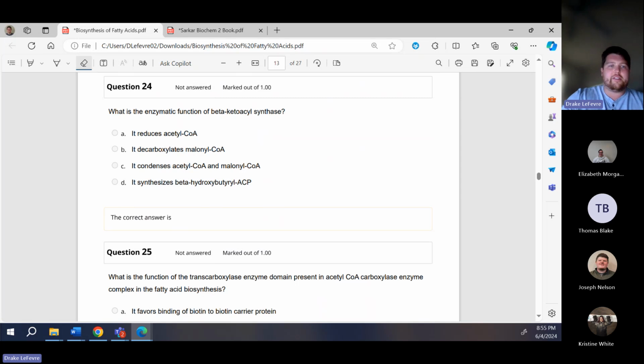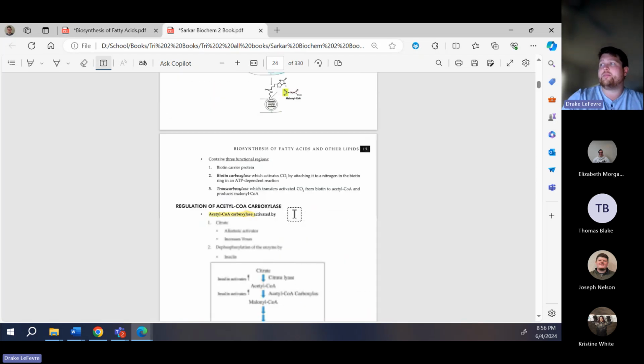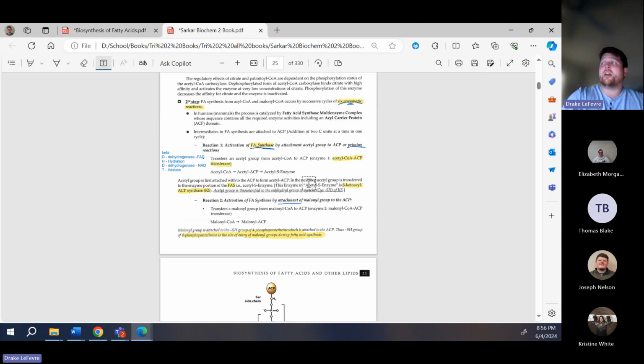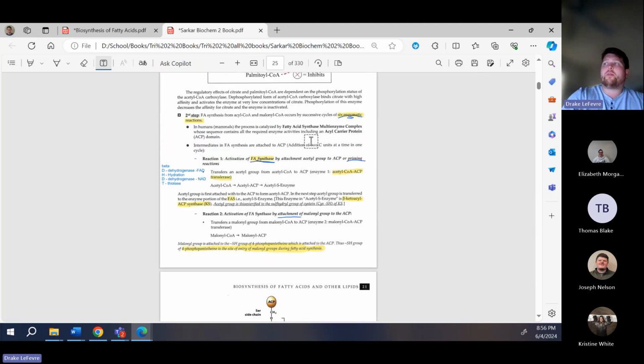What is the enzymatic function of beta-ketoacyl synthase? Again, if we ever have to guess, acetyl-CoA and malonyl-CoA. Remember, if we ever have to guess, acetyl-CoA, malonyl-CoA. And this goes back to watching through the process step by step. The book here has a lot of words for this. I promise you, if you read through it and break it down into fewer words, it'll be much, much simpler to understand.